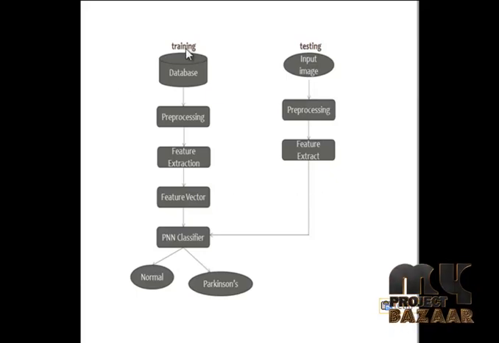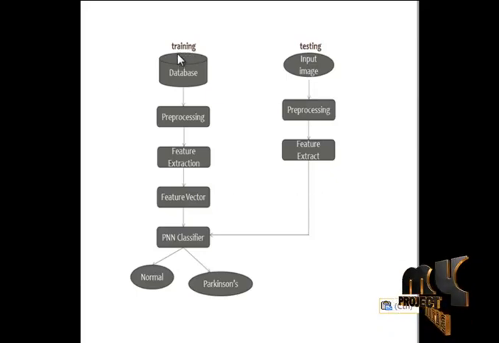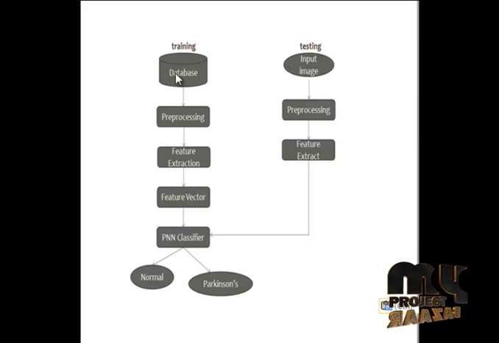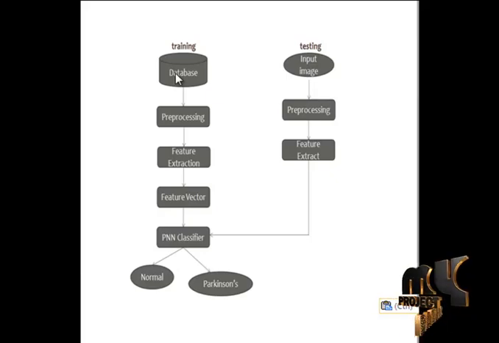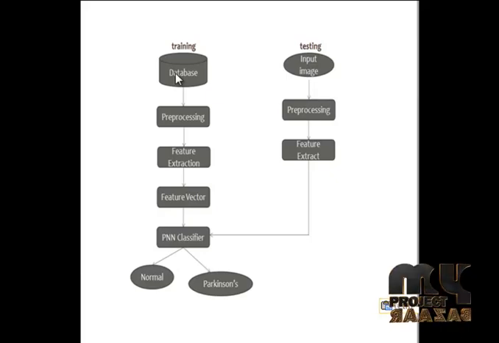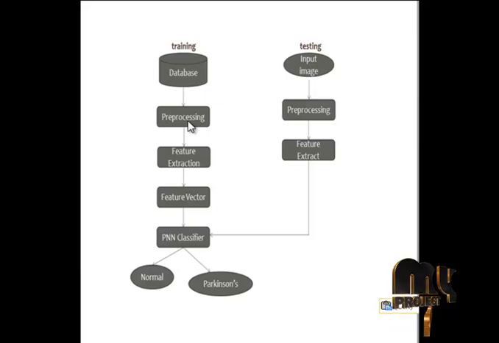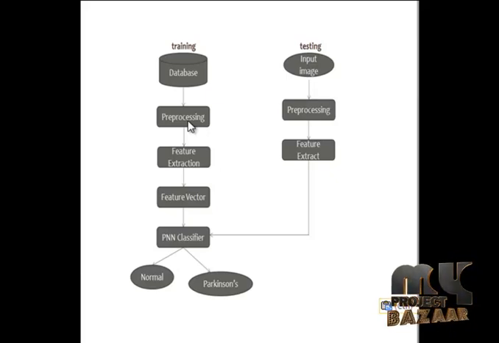Here we have two stages. The first one is the training stage and the second one is the testing stage. In the training stage, we have to give the whole set of EMG signals, such as normal EMG signals and Parkinson EMG signals. For the provided signals, we remove the noise by the use of a pre-processing technique. Here we remove the noise by applying a Gaussian filter to the signal.